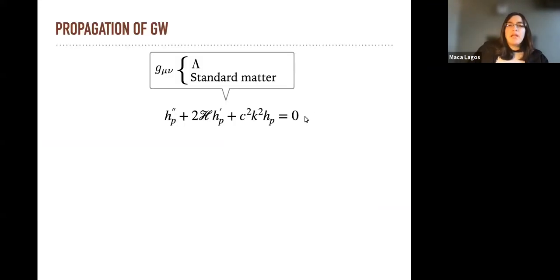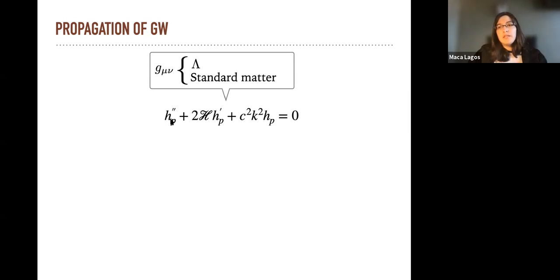So here I have the main equation determining how gravitational waves propagate in GR or lambda CDM. We have our metric that is minimally coupled to all the rest of the matter components. I actually include here dark energy and dark matter, photons and everything. And this is the equation that tells us how they propagate.